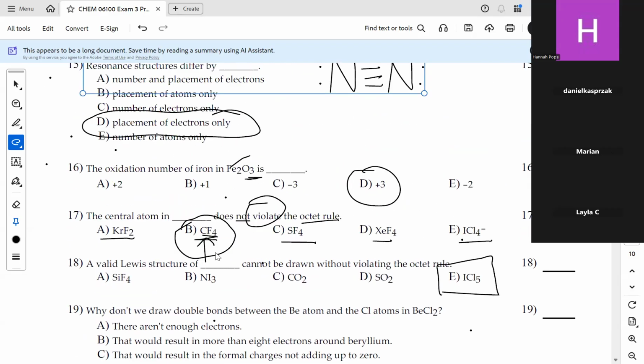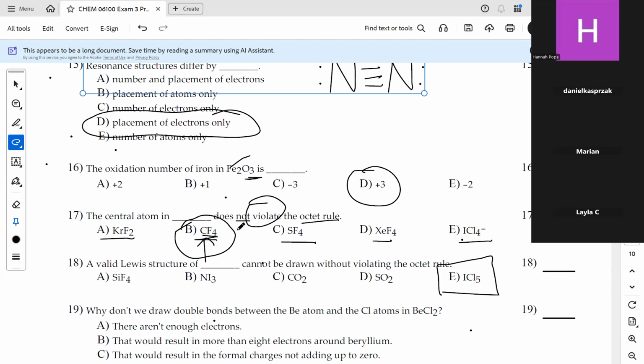So I would start. We were asked which one does not violate the octet rule. I looked at my central atom. We kind of have a feeling now, due to symmetry, what our central atom is going to be just by looking at the formulas. And the only atom that cannot do an expanded octet is carbon. So answer choice B, carbon tetrafluoride.